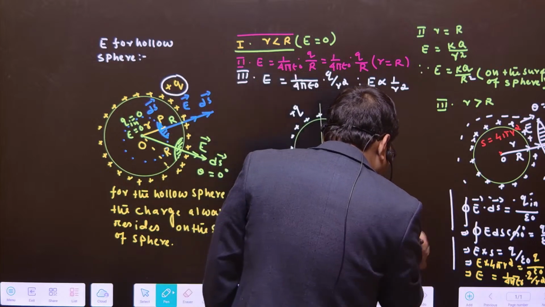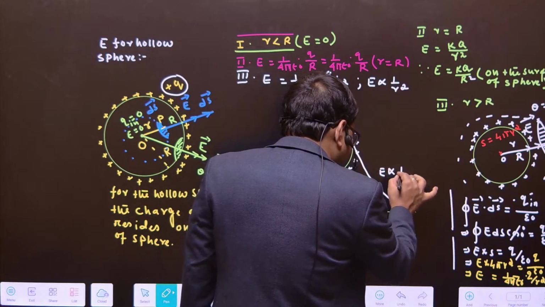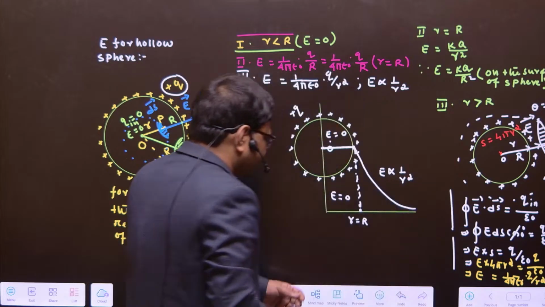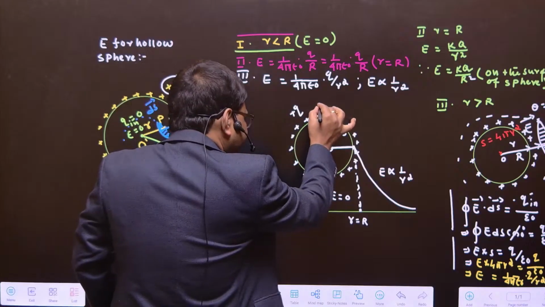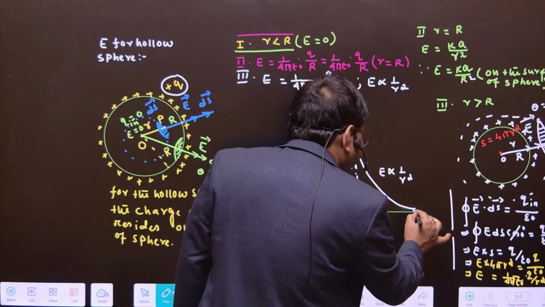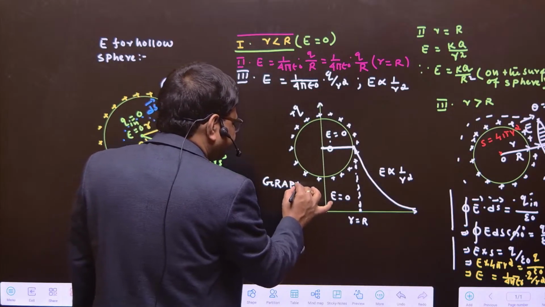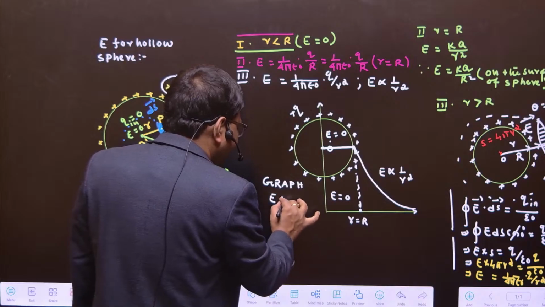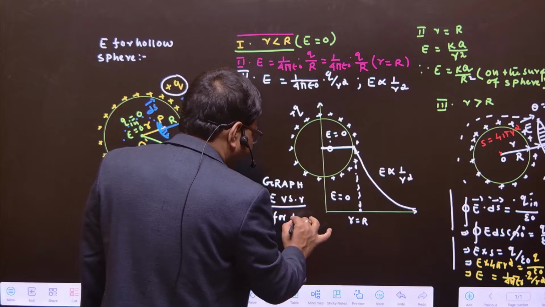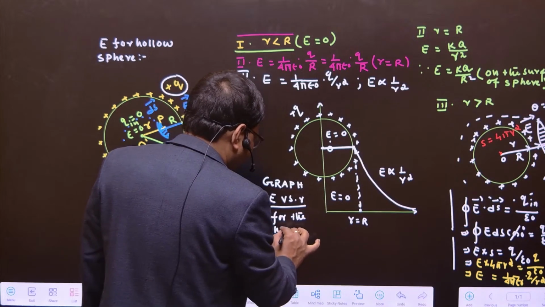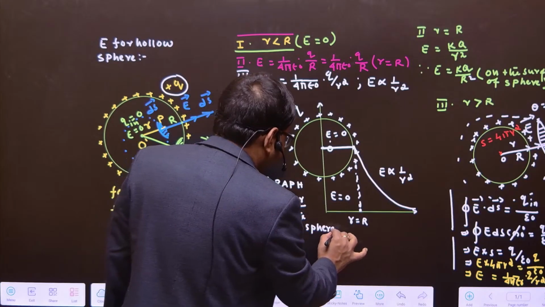Just the graph will be like a rectangular hyperbola, like this. So here electric field is inversely proportional to the square of the distance. This is the nature of the graph for the hollow sphere. This is the y-axis and this is the x-axis. Clear? So this is the graph, electric field versus r, for the hollow sphere.